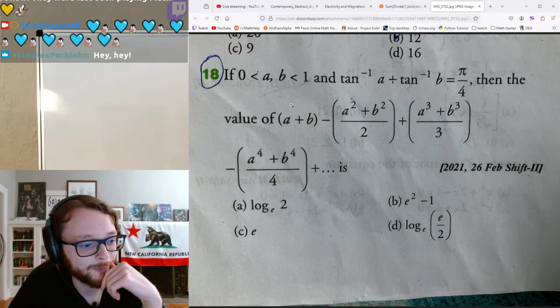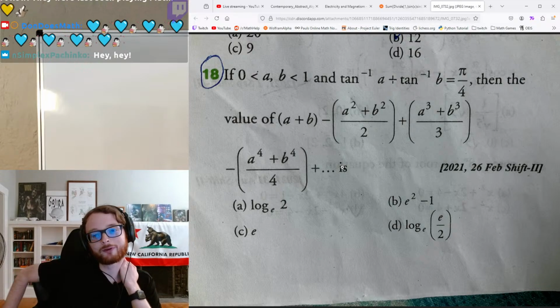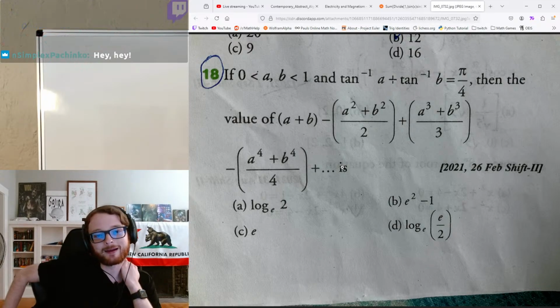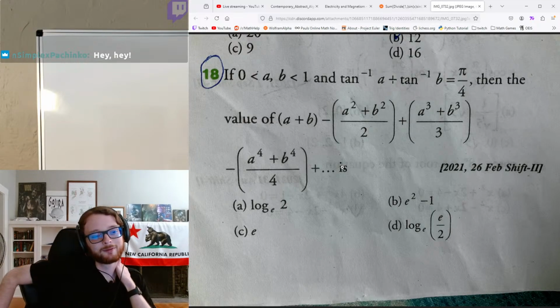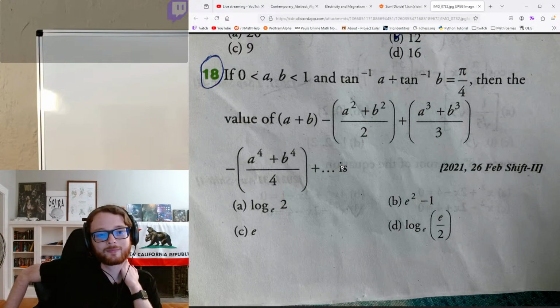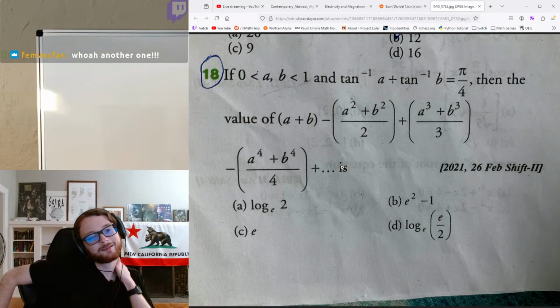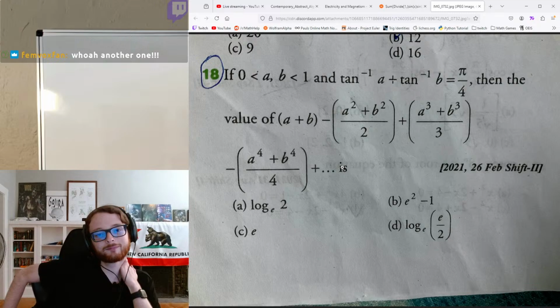Thank you, Moses. I just brought this problem up now. This person posted another problem before this that was super tricky, so I'm not that confident that I'll be able to figure out this one, but let's at least try with it. Yeah, Fembox. 0 is less than A, so that means A is positive. B is less than 1, and potentially negative.